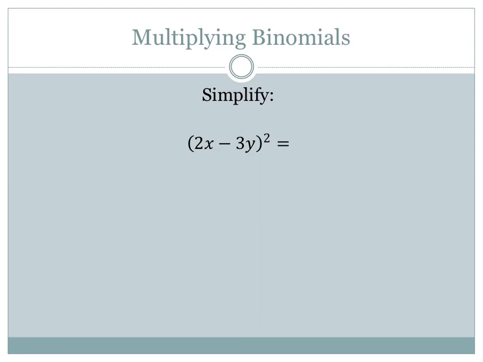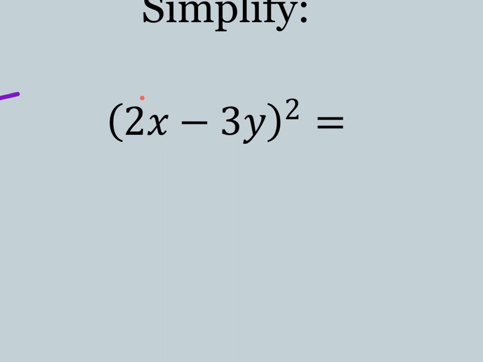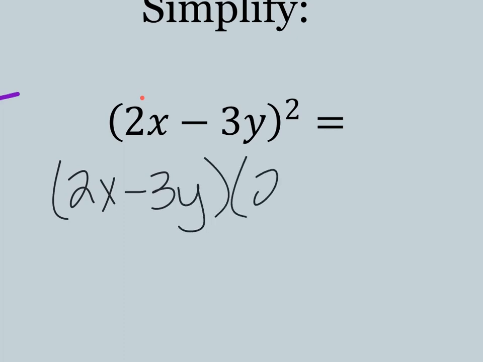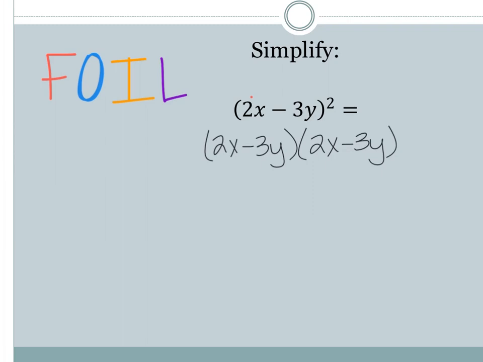Same idea with this one. Let's actually FOIL this. I'm going to rewrite this because I know that this is actually 2x minus 3y times 2x minus 3y. Okay, so the FOIL method tells me first, we're going to multiply the 2x's together. So 2x times 2x is 4x squared.